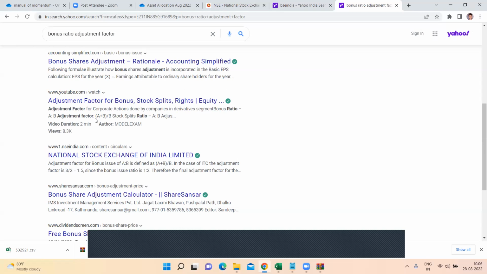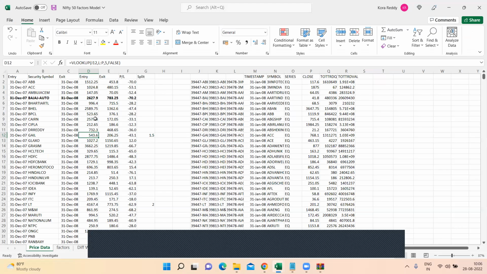So 1:2 means for every 2 shares you have, you will get 1 share. So 1 plus 2 by 2, that is 1.5, the bonus adjustment factor. In which case, you will reduce the entry price by 1.5 times. So I've just written some small formula: if it is so and so, adjusted by that particular factor. And that is bonus and split.